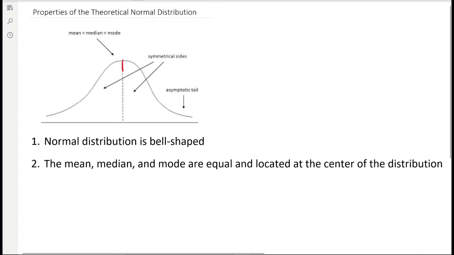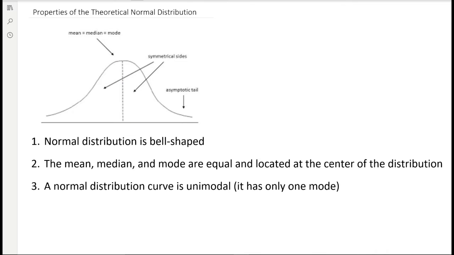So basically the center of this distribution, we said that was the mean, we called it mu, but that's also equal to the median, which is also equal to the mode. Remember that the mode is the most popular number. In this case, it makes sense that the peak is the most popular number because there's more of that number. The third property is that a normal distribution curve is unimodal, which means it only has one mode, which makes sense because we only have one peak here.